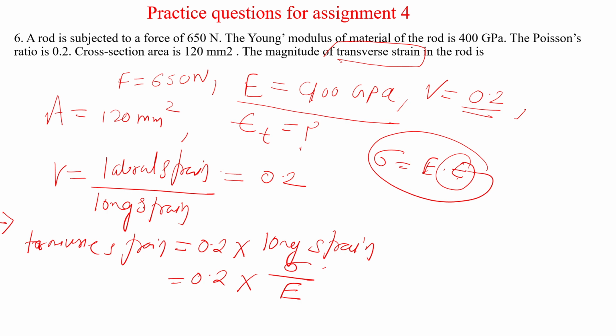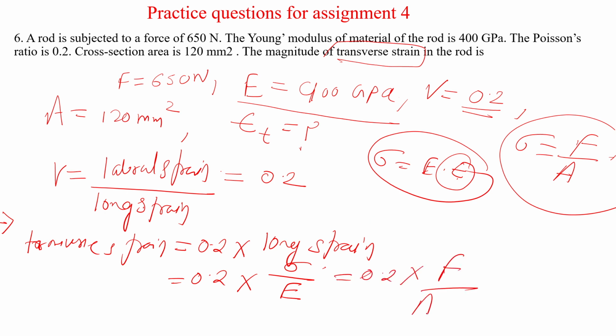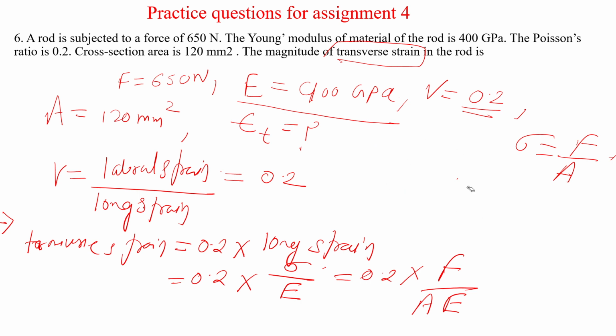We just need to find sigma, and sigma is force upon area. So put it: 0.2 into sigma is equal to force upon area into E. Right? Just solve it now. 0.2 into force, which is 650 Newton.